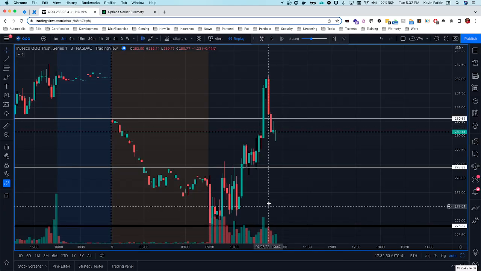And on top of that, now we're in a good place, because now we've made a higher low, a higher high, a higher low, a higher high, and now we want to look for a higher low, or at the very least, we want to see this level hold. So let's let this play out.